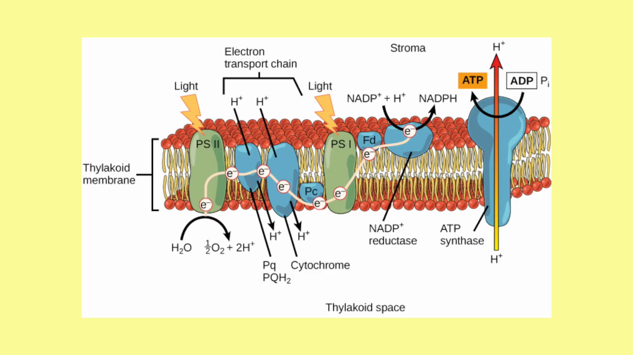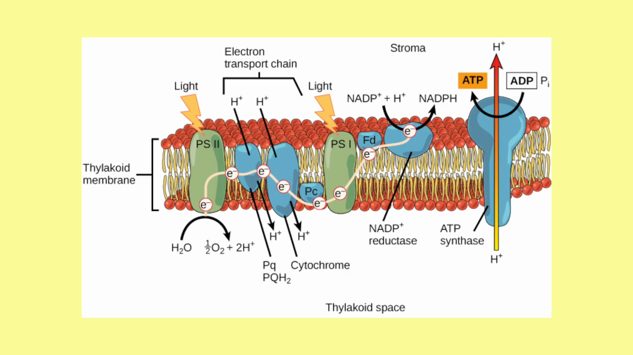So high-energy electrons travel through an electron transport chain, or ETC for short. These are embedded in the thylakoid membrane of the chloroplast. As electrons move through this chain, Photosystem 1 and Photosystem 2 capture light energy. These photosystems are crucial proteins in plant chloroplasts.